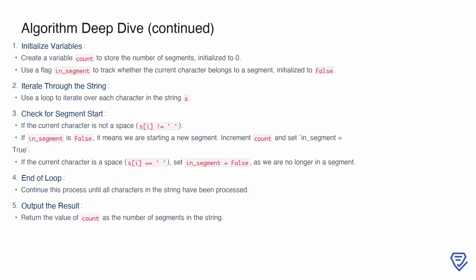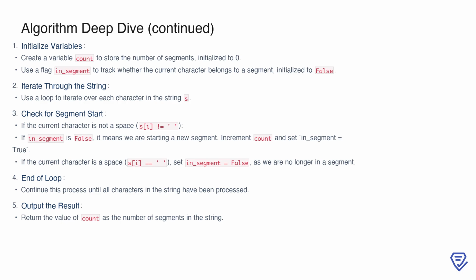To implement this approach, we start by initializing 2 variables, count, which will store the number of segments, and in_segment, a flag that tracks whether we are currently inside a segment. Both are initialized to 0 and false, respectively. We then iterate through each character in the string. If the current character is not a space, we check if in_segment is false. If it is, it means we are starting a new segment, so we increment count and set in_segment to true.